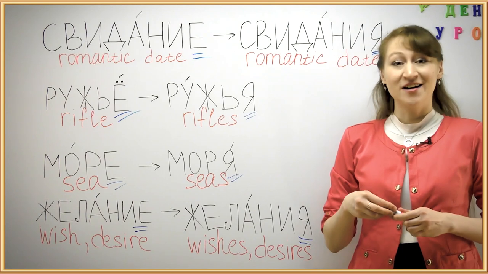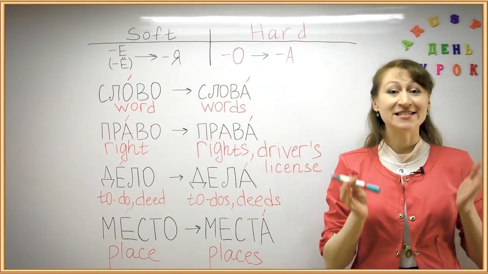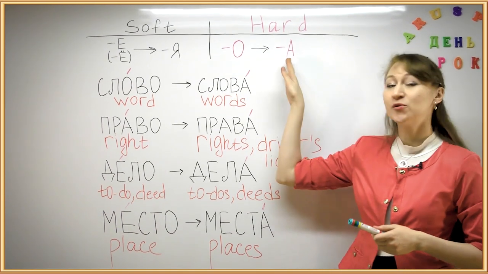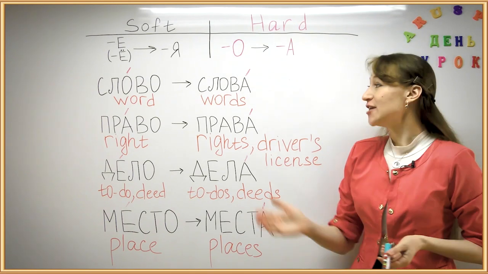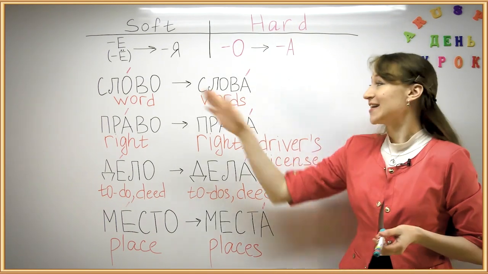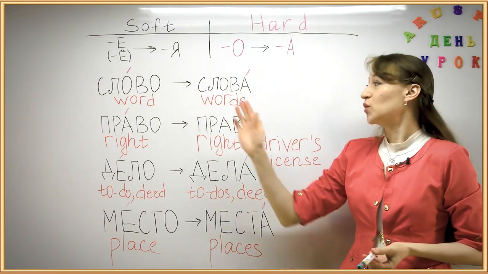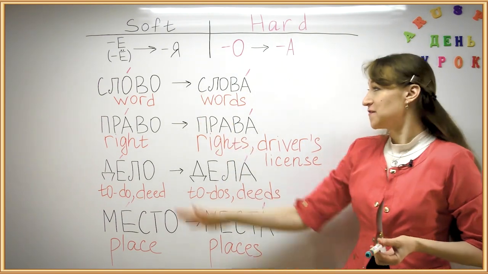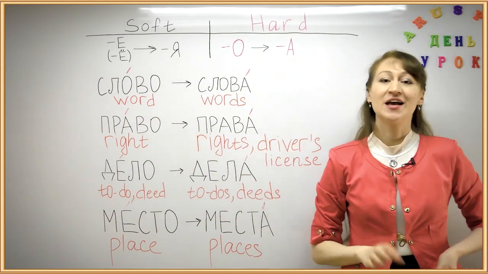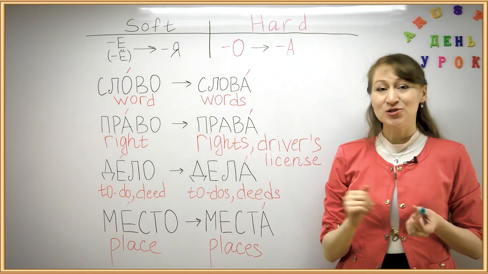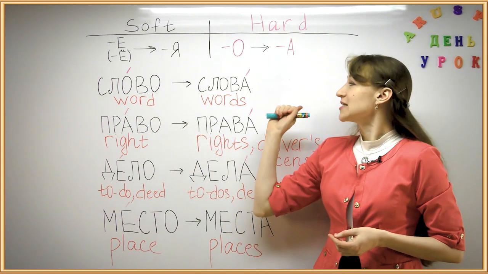Now let's look at the hard variant that have the hard ending о in their singular dictionary form, the plural ending will be a. And, as I said before, in short words consisting of two syllables, the emphasis normally will shift. So, if the emphasis was on the beginning, it will shift to the end. Let me read these examples to you and then we'll talk more about them. Слово, слова.